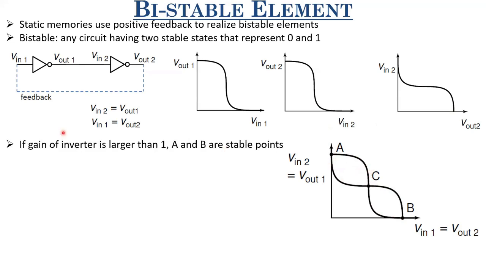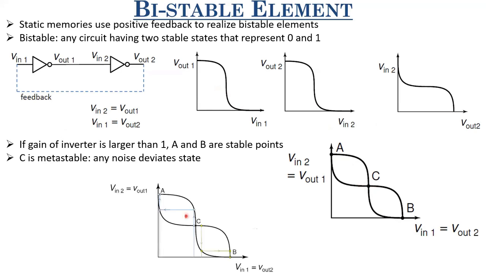Now, if the gain of the inverter is larger than 1, that is, if the gain in the transition region is larger than 1, then A and B are the only stable points, and C is a metastable point. Why do I say so? Let's say we have biased the system at this quiescent point C, the metastable point, and let's say there is noise in the system that deviates C towards the left, given by this blue arrow, right?